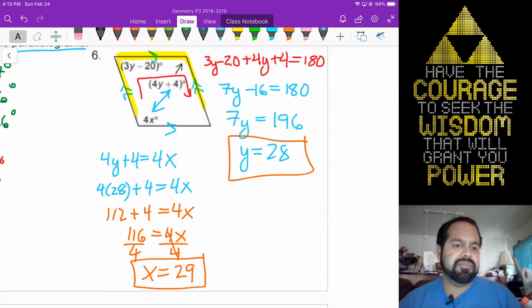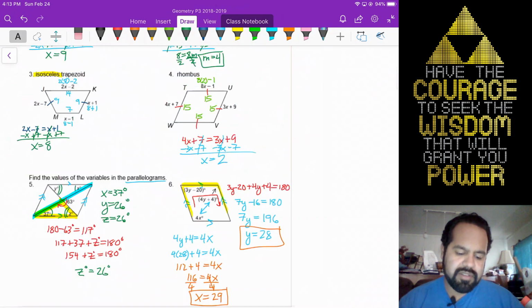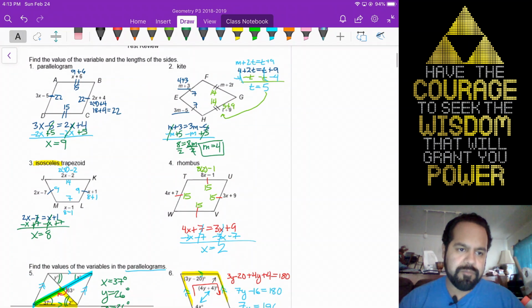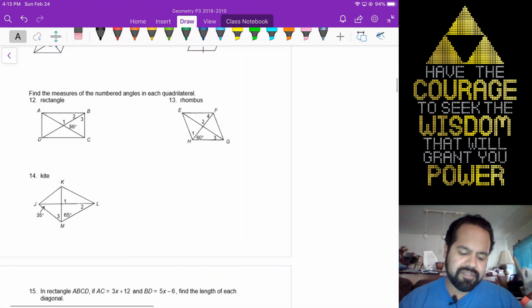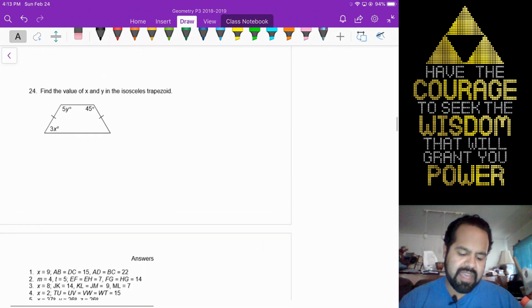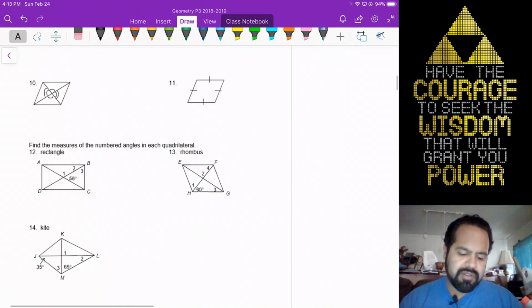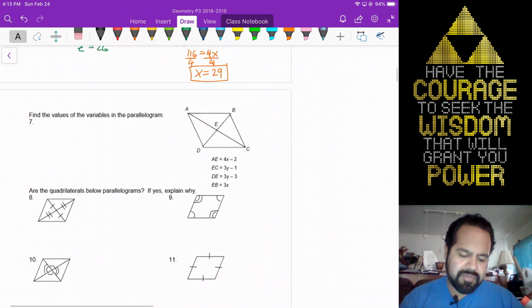Alrighty. We're done with the first page. We can move on to the next page. Yet, I believe there's 4 pages. Yeah, 4 pages. We're a quarter of the way done.